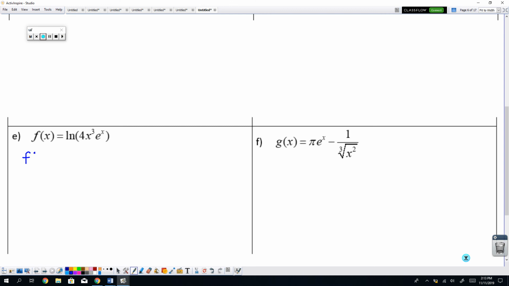So, f of x, just rewriting, is the natural log of 4 plus 3 natural log of x plus x natural log of e. Okay, now remember, this part goes away because they're inverses. Now we just need to take the derivative. So the derivative is f prime of x. The derivative of a number or a constant is just 0. So we get 3 over x plus 1.